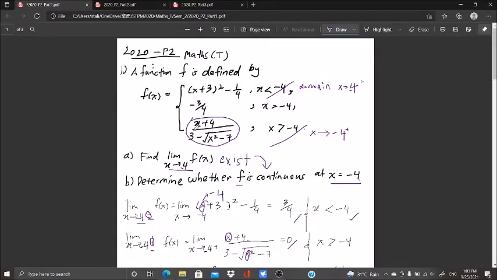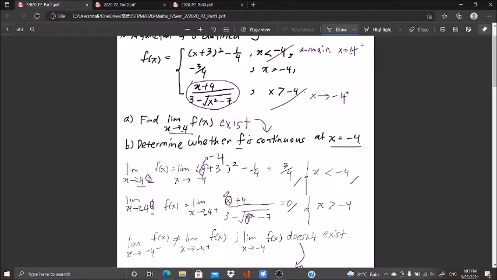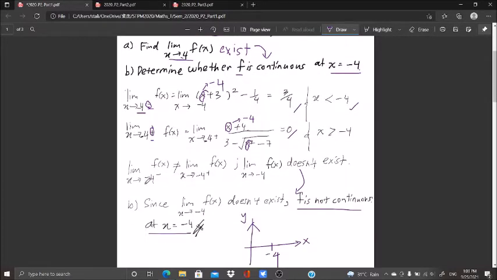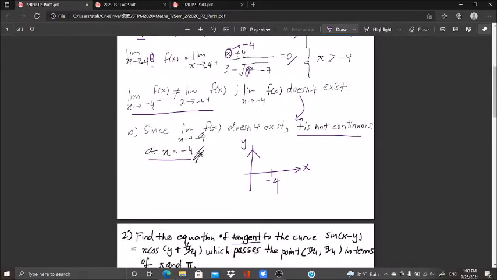So we need to substitute these terms inside here and this term inside here, and replace the x with negative 4. We will obtain the limits of both, and then we compare the limits to check whether the limit of f(x) as x approaches negative 4 exists or not. And since the limit as x approaches negative 4 of f(x) doesn't exist, we know that f is not continuous at x equals negative 4.